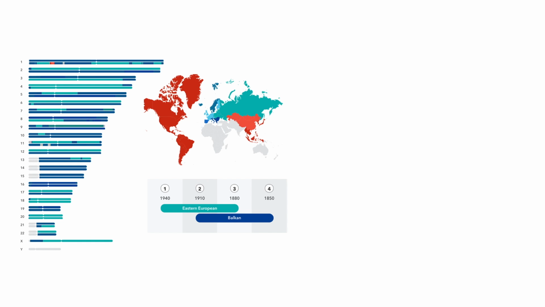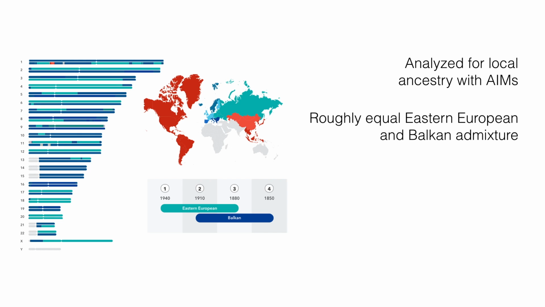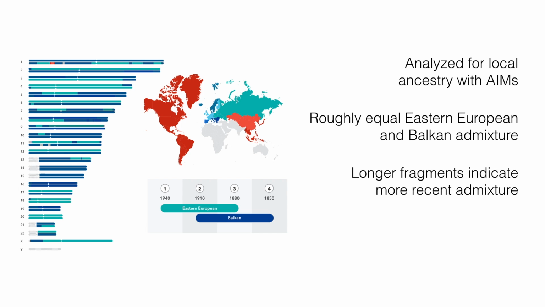Here's an example of an individual whose chromosomes have been analyzed by local ancestry with AIMs. This specific individual has appeared to have equal Eastern European and Balkan admixture. The longer fragments indicate a more recent admixture, while short fragments indicate the older one.